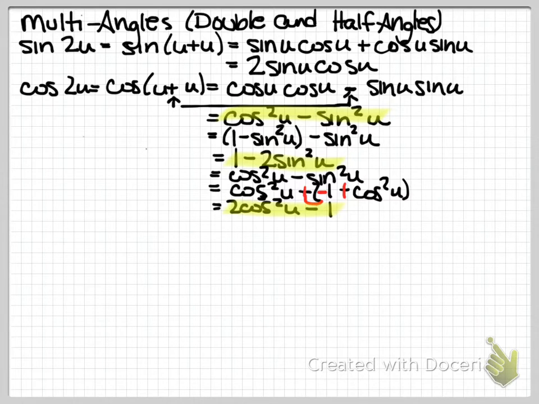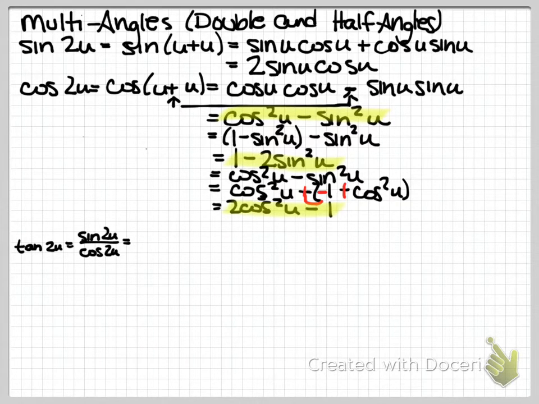Okay? So now let's go to tangent. Now, tangent of 2u could be sine of 2u over the cosine. So we could just use basic sine over cosine of our double angles, if we already know the sine of the double angle or cosine of the double angle.